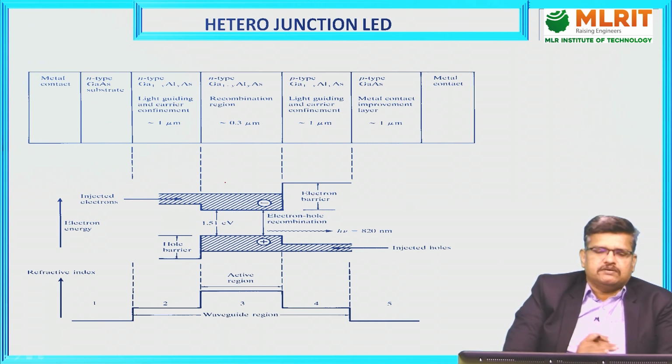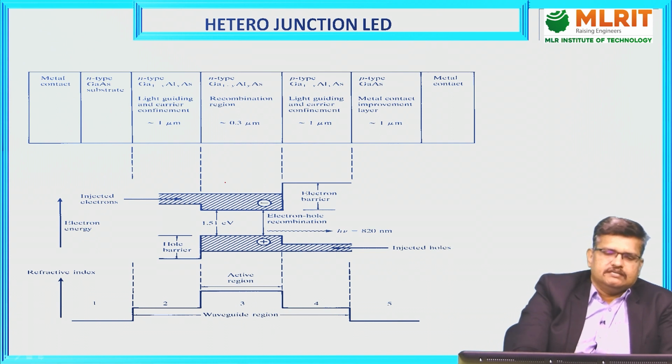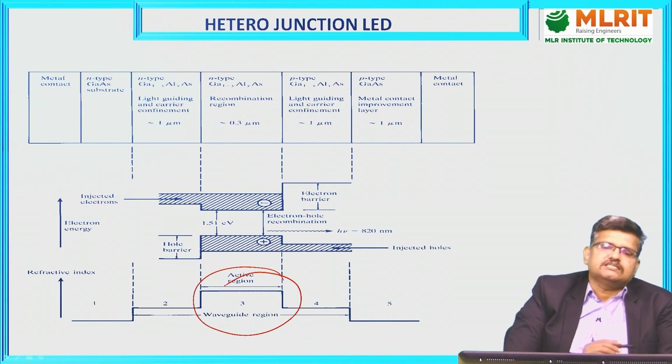If you observe this graph also, the active region is larger in this area. That's why we are introducing some material in between the band gap. So far we have discussed the LED structures, homojunctions and heterojunctions.